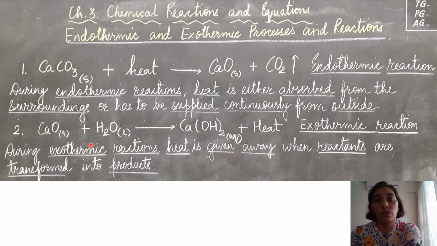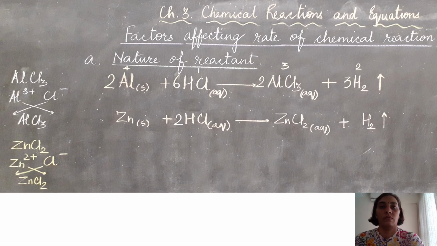I hope you have understood this topic, and next we will move on to a different type of chemical reaction. Children, next topic that we are studying is the factors that affect the rate of chemical reaction. Now, what do we mean by rate? Rate refers to time. There are some reactions which take very long time to complete, whereas there are some reactions which are completed within very small period of time.